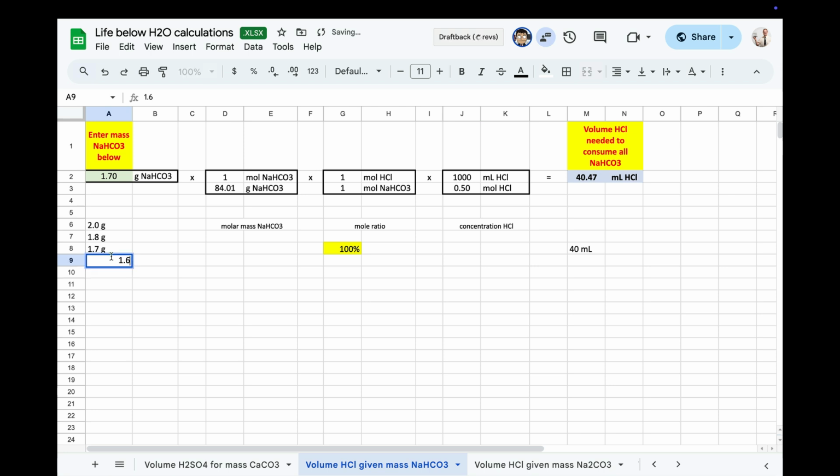I might choose 1.6 grams, which means that not all of this reacts and some of this doesn't. So I'm actually making less gas, or the reaction goes faster because less of it reacts, or there'd be less gas pressure. So that would be a change.